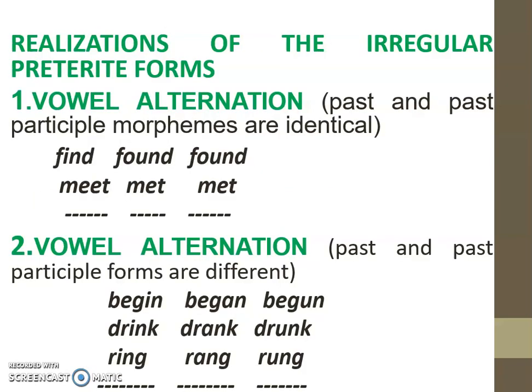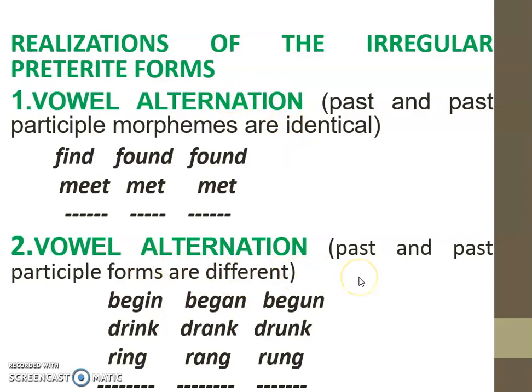And the same happens when we analyze some irregular past forms. We can identify cases of vowel alternation. For example, find, found, found. So I changes to ow. Meet, met, met. So the fleece changes to the dress. So this is one case, the realization of the preterite by means of vowel alternation, not by means of assimilation.